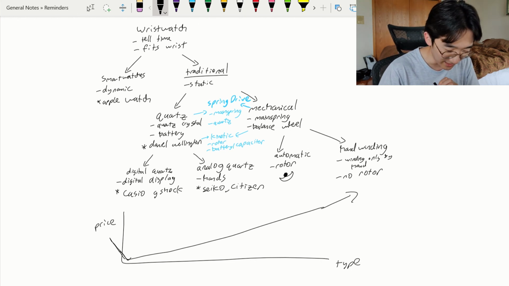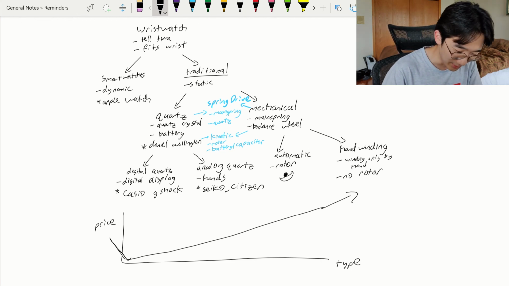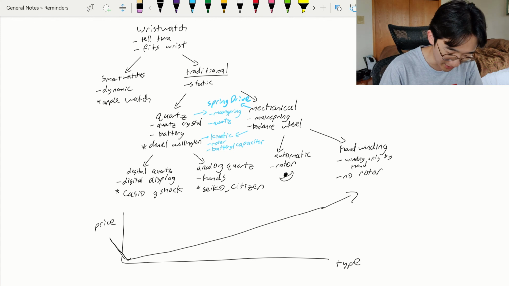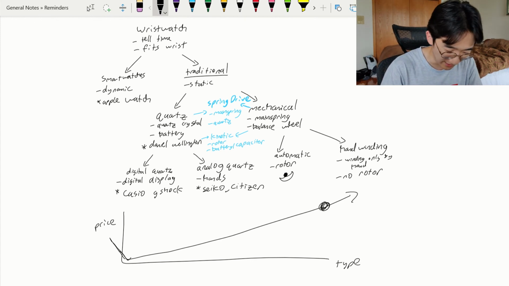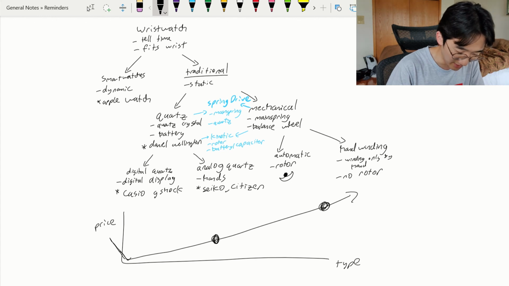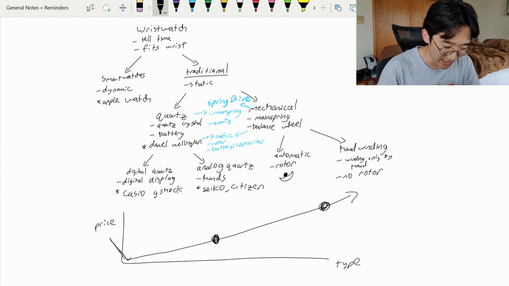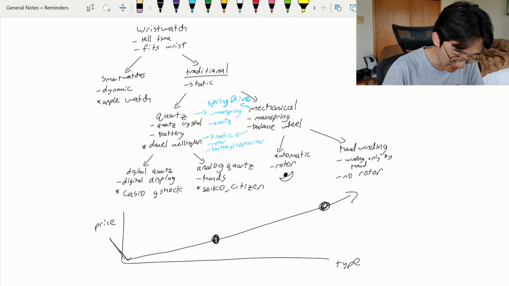Spring drive and kinetic, actually, I just realized spring drive is kind of on this end of things. So it's usually more expensive. Actually, it should be really here. There's no cheap spring drive watch. Whereas kinetic is probably around here. It's around the same cost as analog quartz, but it's a little bit more expensive.